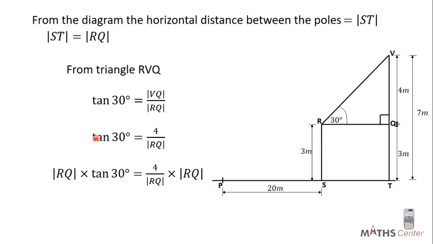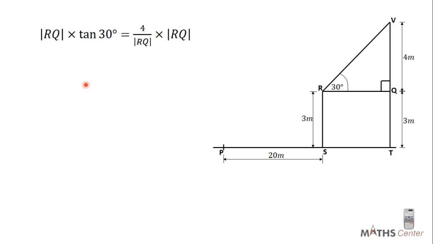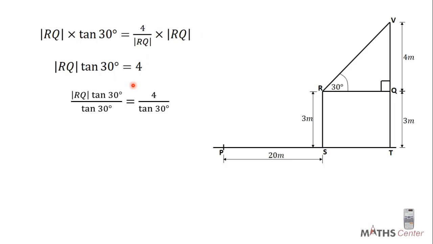I'll multiply both sides by RQ, and this will give us RQ tan 30 is equal to 4, because RQ will cancel RQ. Then we divide both sides by tan 30 degrees, so tan 30 will cancel tan 30. RQ is equal to 4 divided by tan 30 degrees, and that will give us 6.93 meters.